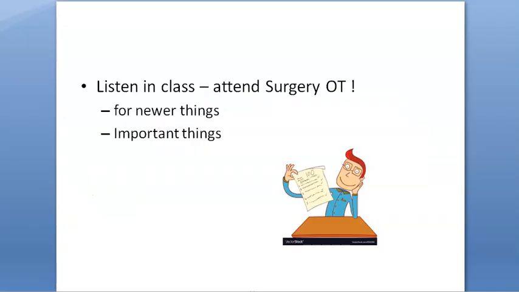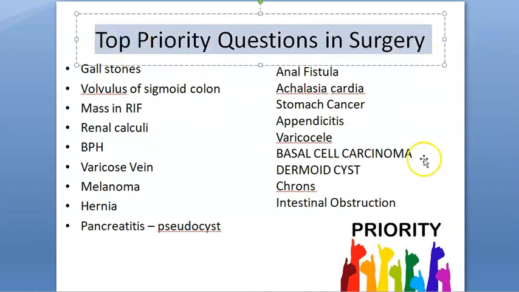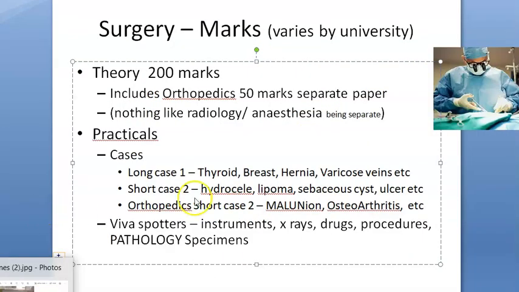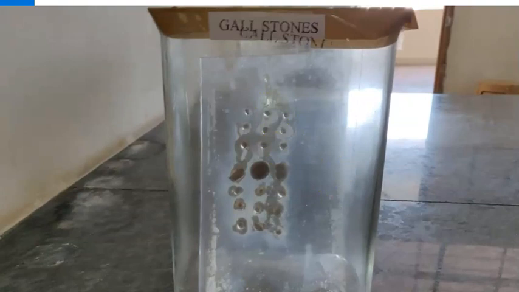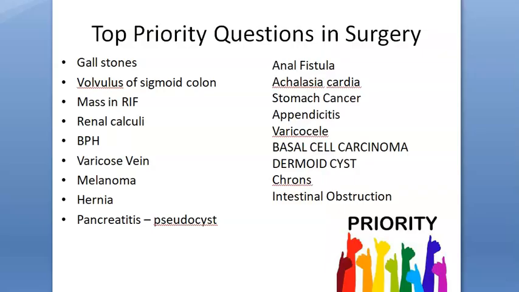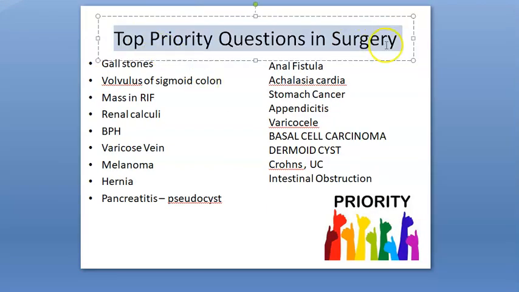Now let's get to the depth of surgery, how to pass, how to read. These are the top priority questions that will come for you. I just remembered, guys, actually what they keep in your viva is also pathology specimens, like a gallbladder they can keep, or they can keep a thyroid gland. Okay. See, like this they have kept, see, gallstones. They'll keep the gallstones. They'll ask you to explain everything about gallstones. Okay. These are the top priority questions in surgery, guys, that you should know to pass.